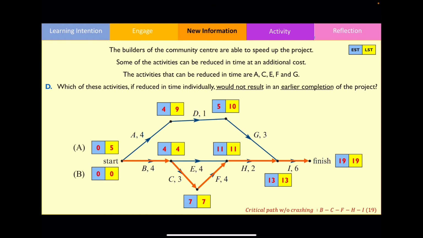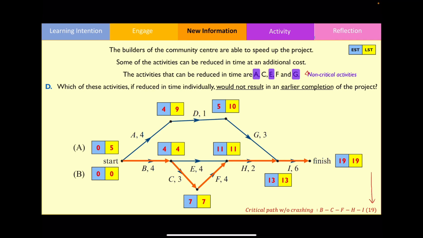Without doing any crashing whatsoever, we said that the minimum completion time for this project was 19 weeks. Now, in this question, we can crash or reduce the length of certain activities A, C, E, F, as well as G. However, as I said at the start of the video, the way we can minimize the overall time to complete the project is by crashing only critical activities. In this example, the activities A, E, and G are classified as non-critical activities since they're not found along the critical path at all.